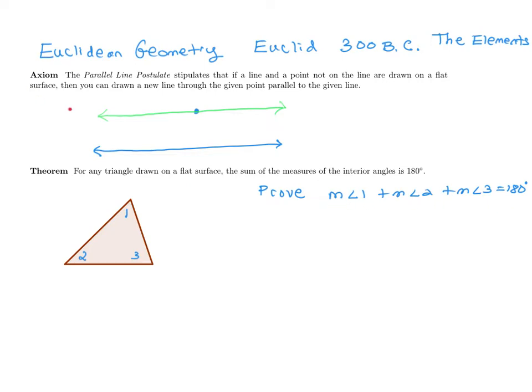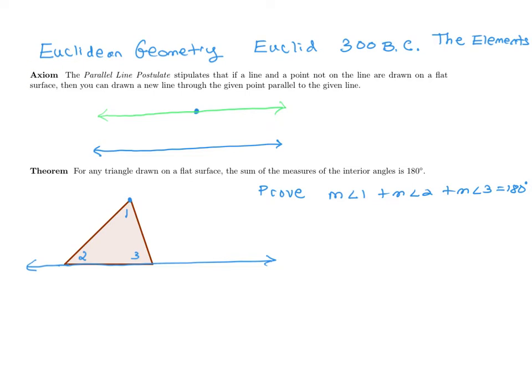If I want to use this axiom on this triangle, I want to first draw a line and a point that's not on the line. I'm going to choose to take this side of the triangle and extend it forever in both directions, essentially creating this line. So that will look like this. So here we go. This goes forever in both directions. And a point that is not on this line is this one right here. So I'll draw this point here.